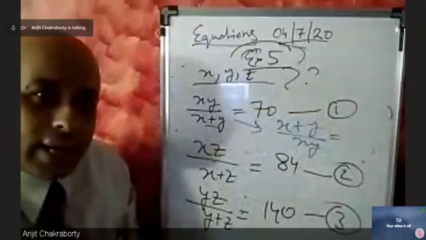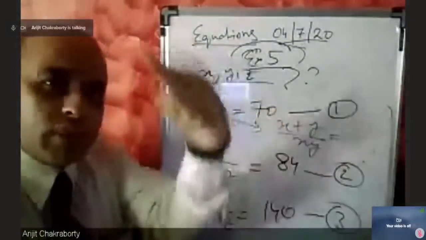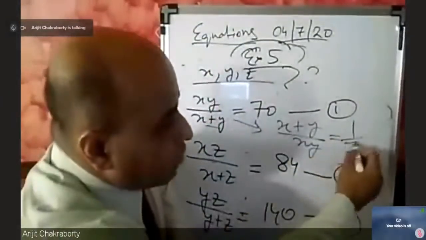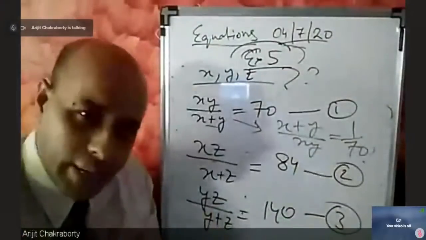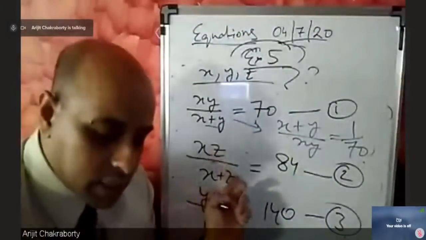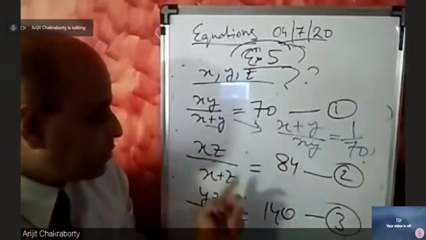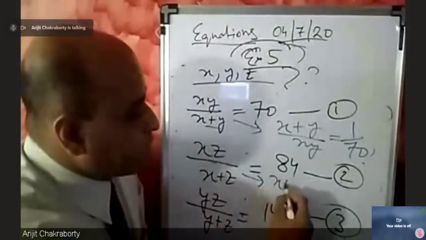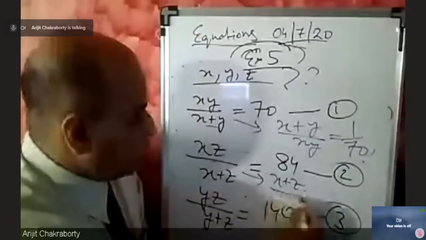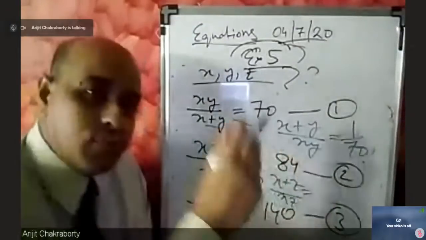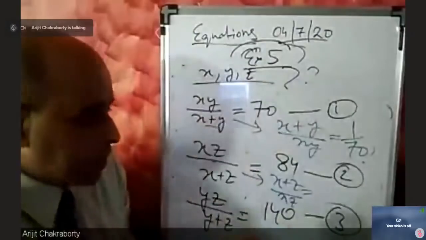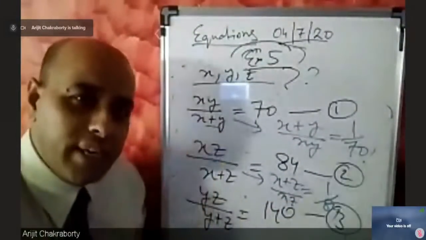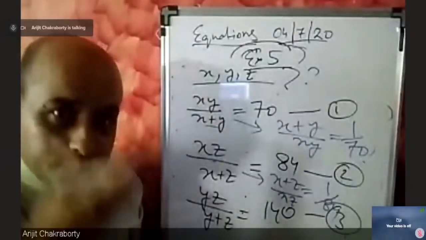Okay, this is equal to 70. If you invert 70, you get 1 by 70. Now the next equation, xz by x plus z. What will happen to this? It will become x plus z by xz is equal to 84. We invert, so we get 1 by 84. Please do with me, step by step, 1 by 84.